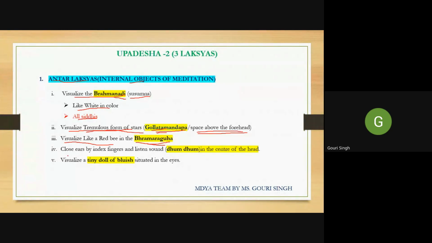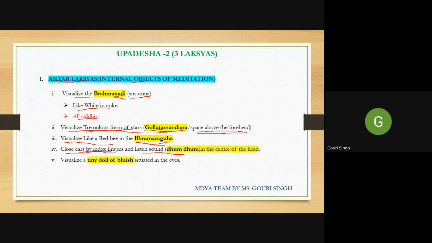Next, the fourth one is to close the ears with the index fingers. It is talking about Brahmari pranayam, but not directly. Here it only says that you have to close your ears with the index fingers, then listen to the sound. Whenever we close our ears with our fingers, automatically one sound is audible to us. In the same way, you have to listen to the sound of dham dham.